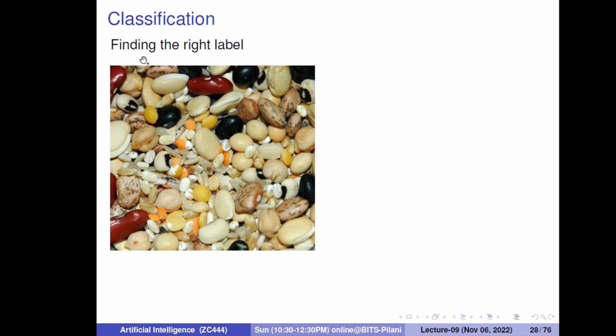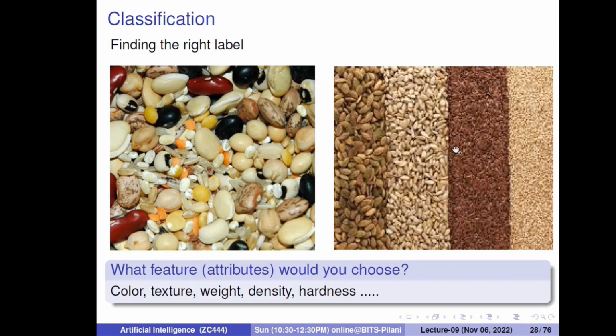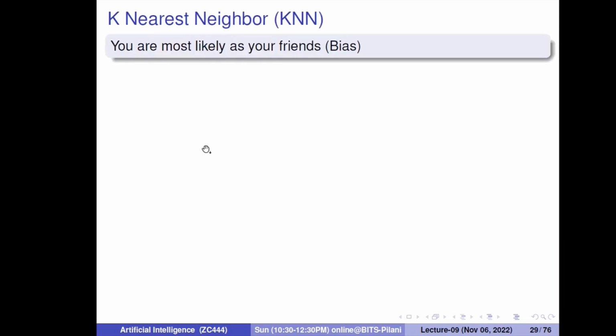For example, in this example, various kinds of grains are there. So your task is to assign a label, for example, gram, wheat or whatever, to that. Ultimately you want to tell that this item is of this particular kind. So you want to attach a label. Okay. So how can you do that? Definitely you have to find out some attributes from this item. For every item, for example, what is the color, texture, weight, density, and based on these features, you are actually going to find out and apply that particular label.